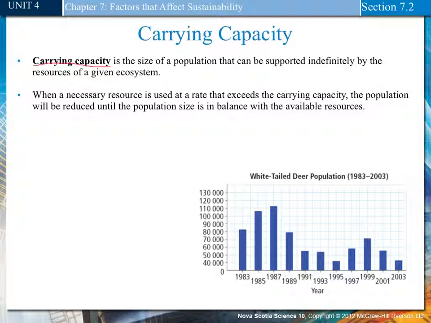So if you look at the white-tailed deer population from 1983 to 2003, we can see that we've reached a maximum. So they probably hit a maximum and then they reduced. So we're probably looking at comfortably around 80 to 70 is where they can live. But now, because we have more people and we have less land, it's even gone lower.